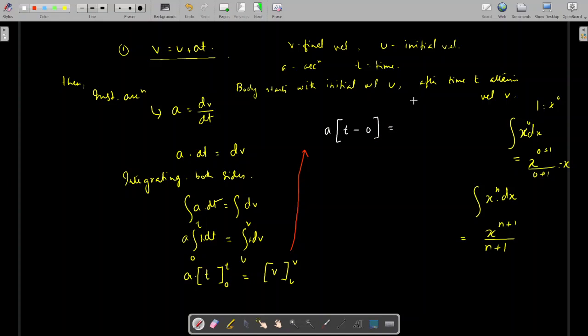Now, on the velocity side, what is the upper limit? In place of velocity I'll put v only, and the lower limit is u, so in place of v I'll put u, and in between them will be a minus, that is upper limit minus lower limit. So now t minus 0 is your t, so you get at, and v minus u gives you v minus u. If I bring this u to the left hand side, it will be u plus at equals v.